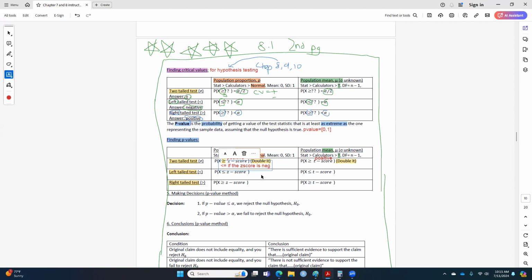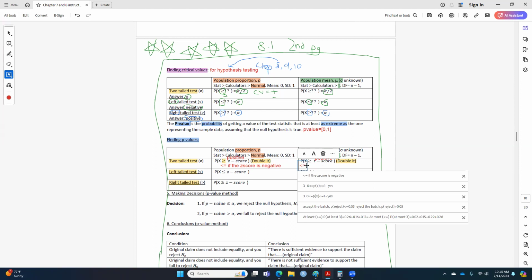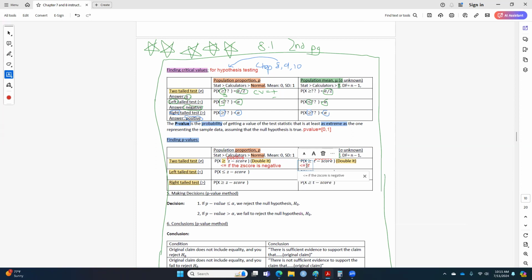Make sure you know the z-score will be provided in the question. So you just need to figure out which one to use: greater than or equal to, or less than or equal to. This all depends on the z or t-score. If it's positive, make sure you use greater than or equal to, because that means they are shading on the right side for the positive value. And if the score is negative, we always go to the left side.